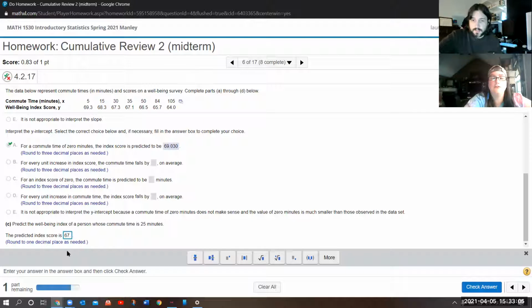And then you were working this out, you just plug 25 in. Yeah, you just plug in 25, into the equation you had before. Yeah, 67.88 rounds to 67.9. Yeah.